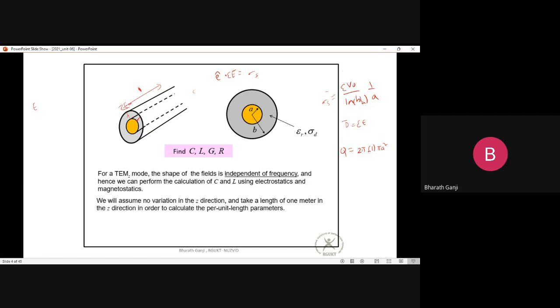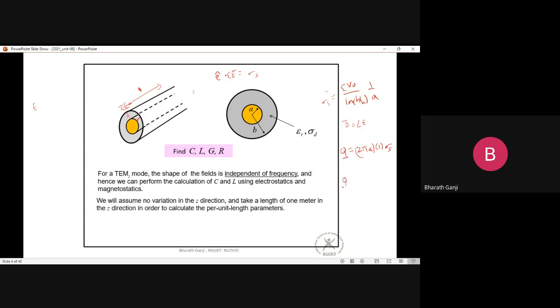So here you multiply by the surface charge density sigma s. Sorry, pi a square again, my mistake. It is 2 pi a into height, which is 1, so the surface area into the surface charge distribution sigma s. It is a uniform distribution, so you just multiply, and you get the value of Q.